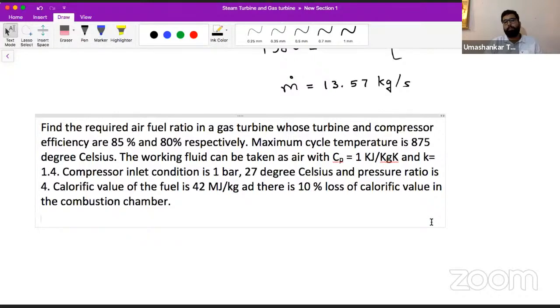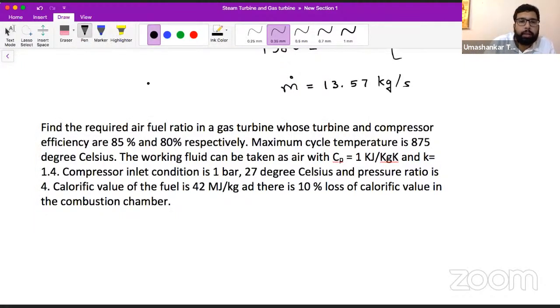Now if I go on reading this question: find the required air fuel ratio in a gas turbine whose turbine and compressor efficiencies are 85% and 80% respectively. Let's observe the data given to us. We are given the compressor efficiency as 85%, and the turbine isentropic efficiency as 80%.